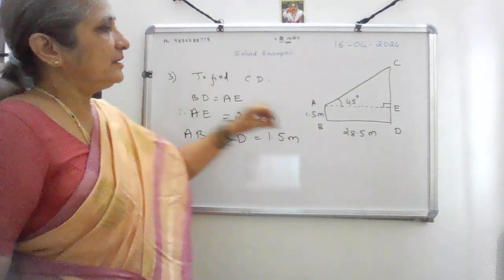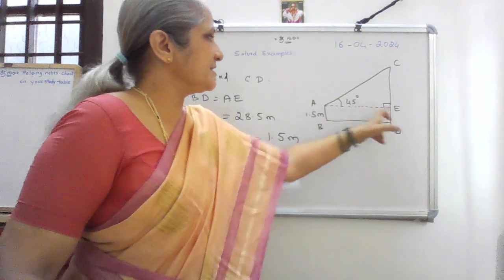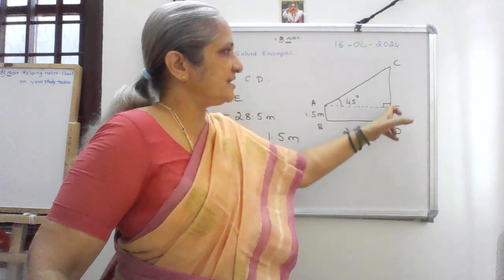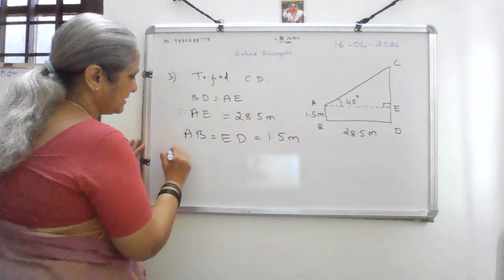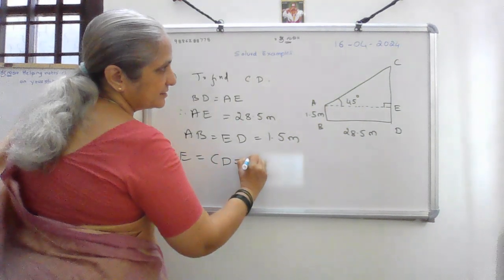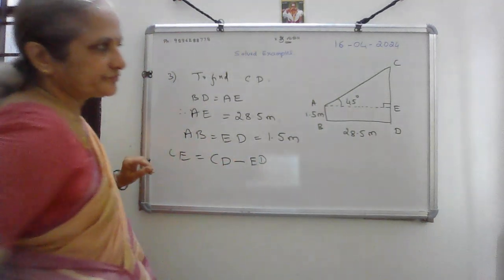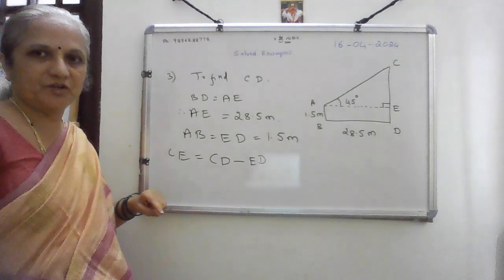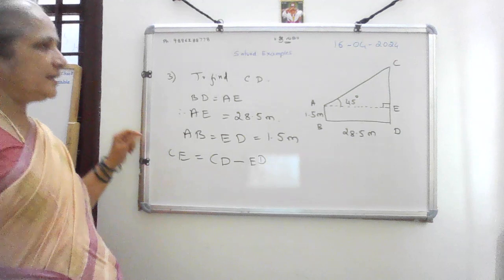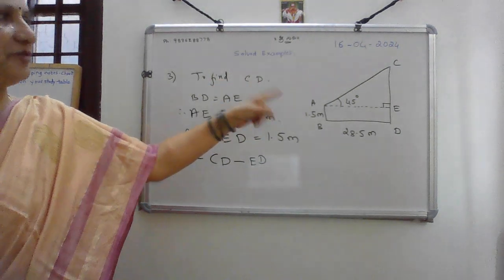So, we have ED is equal to 1.5 meters and BD, that is AE, is equal to 28.5 meter, and it is easy to find CE. How CE is? And CE is equal to CD minus ED. Did you understand this? If you have any doubts, you can call me so that I can clarify your doubts personally. Here in right angle triangle, CAE, angle CAE is 45 degree.